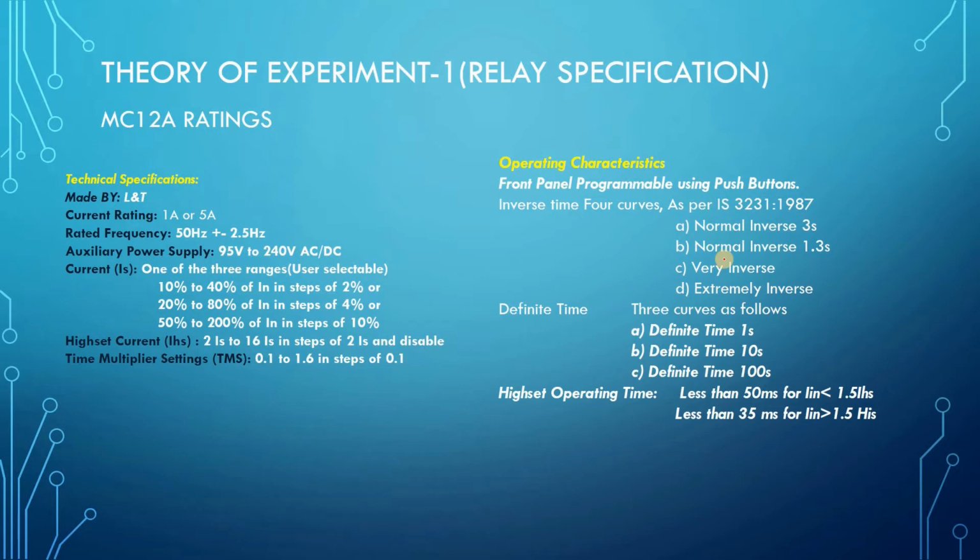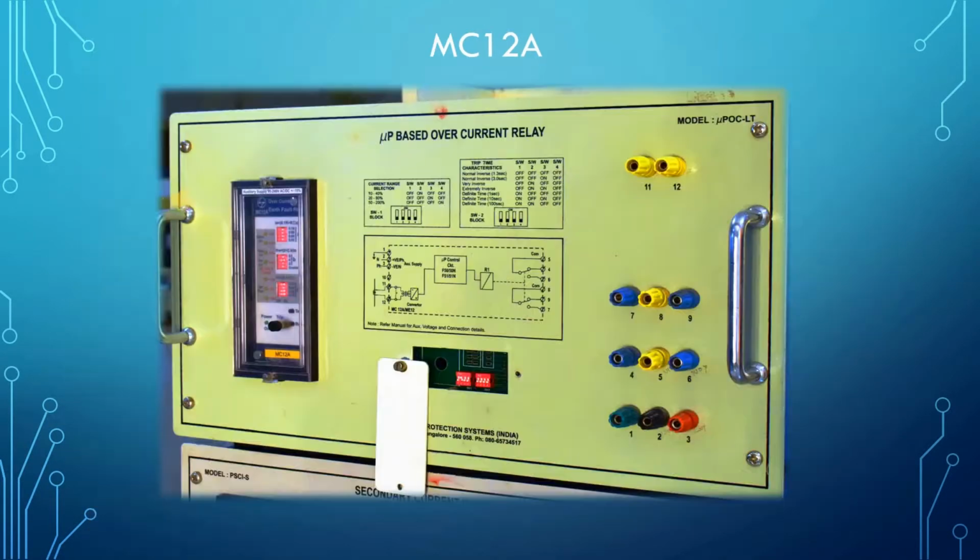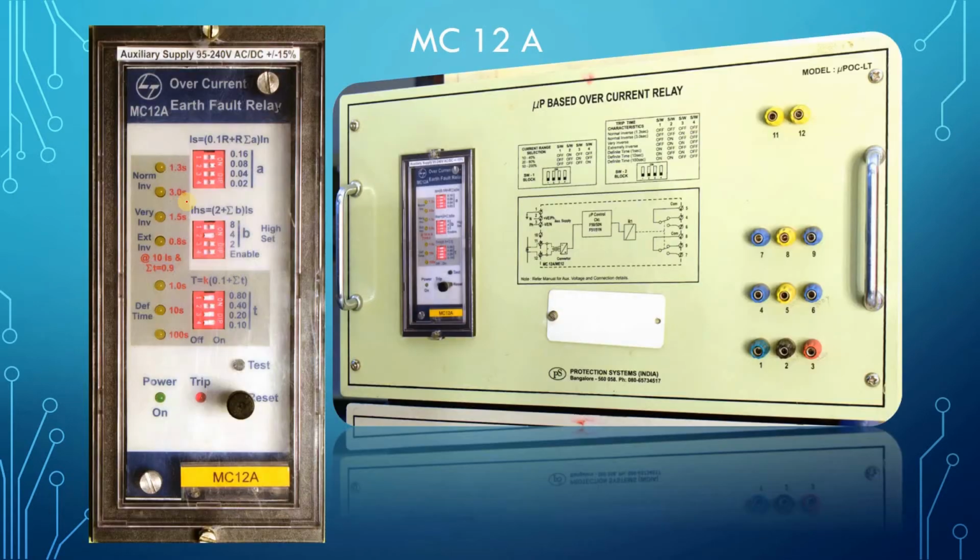And the second one is normal inverse 1.3. Similarly, at 10 times the current, the time factor is 1.3. That is normal inverse 1.3. Similarly, very inverse also has some constant, that is, at 10 times what the value is. You can see it here. Very inverse means 1.5 second. That means at 10 times the current setting, it will trip at 1.5 second. Then at 10 times the current setting, it will trip at 0.8 second.